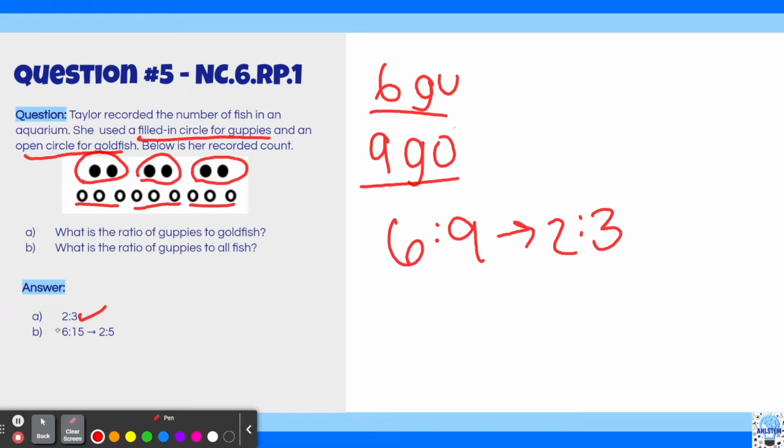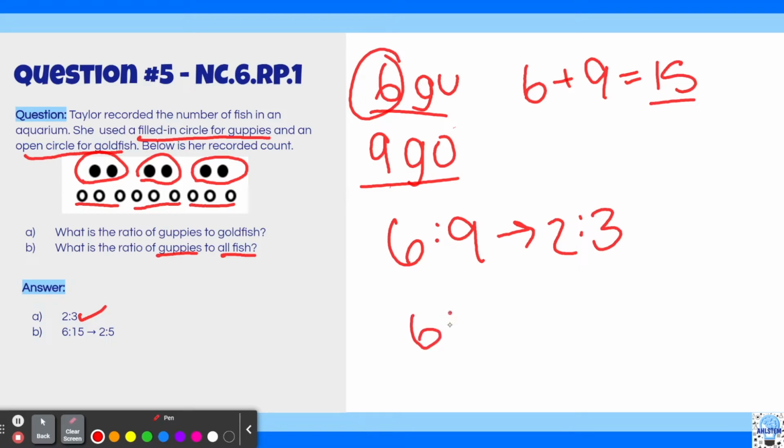And the second answer, guppies to all fish. So the guppies number is 6, so 6 has to be our starting number. For all fish, we just have to add both of our fish populations, which will get us a total of 15. So our total number is 15. So our ratio for guppies to all fish is going to be 6 to 15, which is 2 to 5. And that's what we got here.